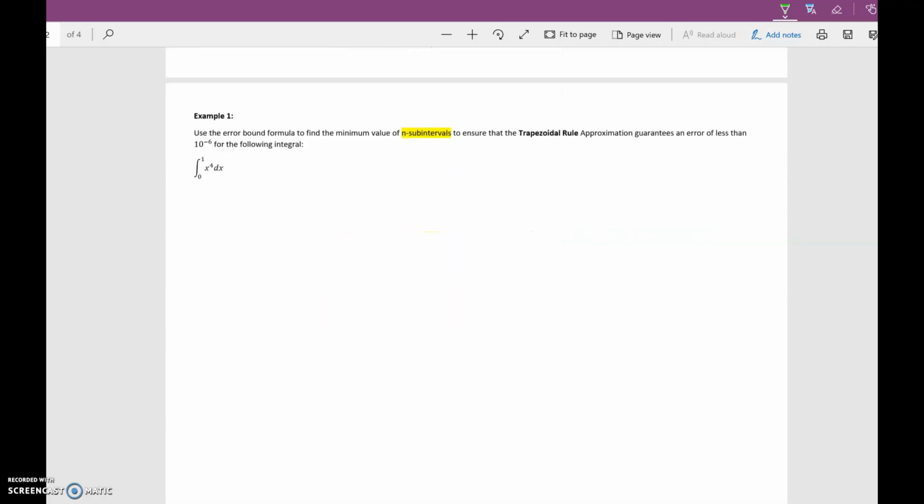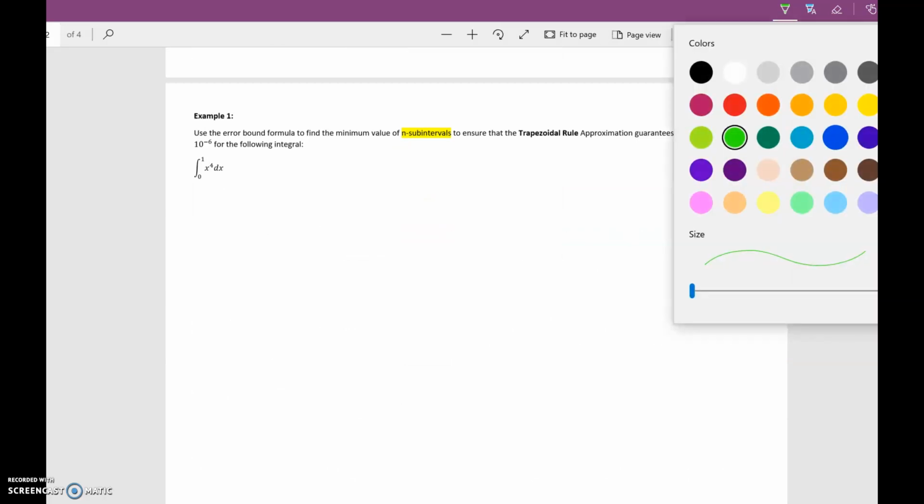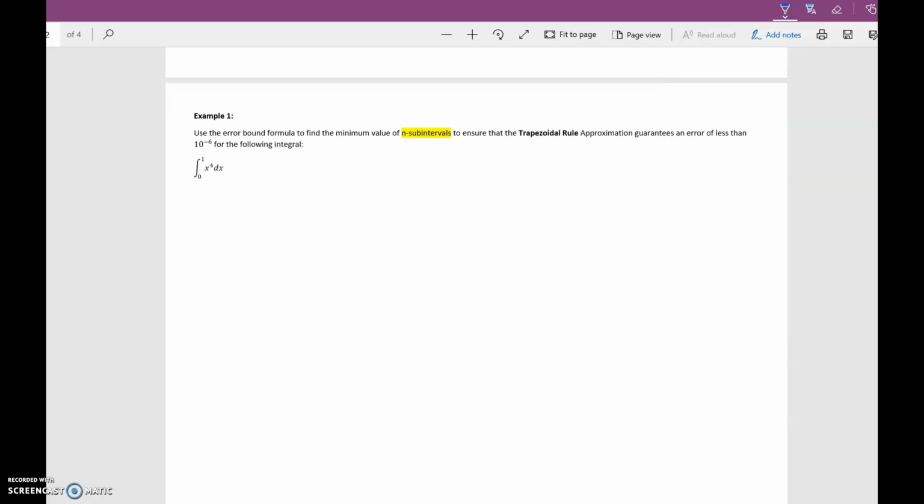Okay, so let's take a look at this problem. For this particular problem, they want us to actually find n. So let me rewrite it: find n such that the following is maintained. They want the error to be less than 10 to the negative 6, and you have the function f of x equals x to the fourth, with a equal to 0 and b equal to 1.